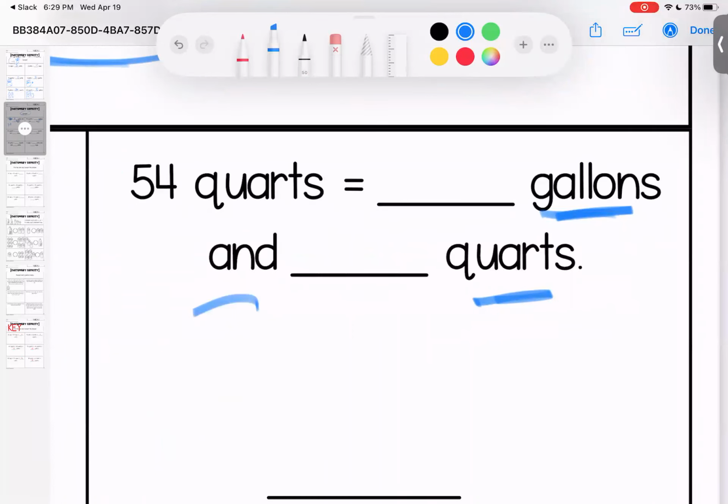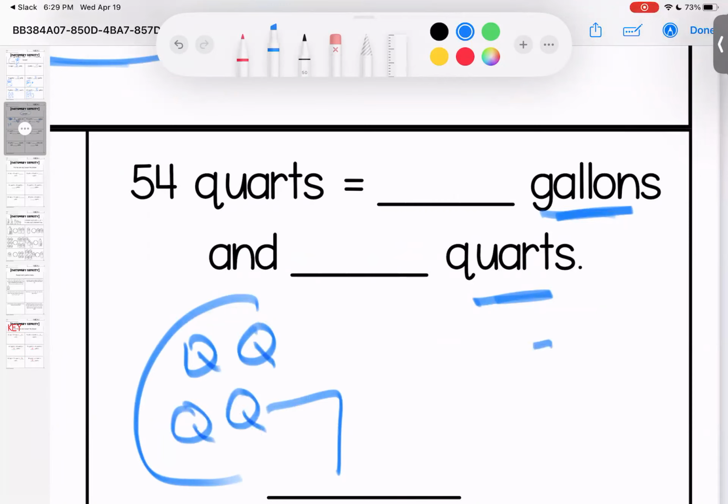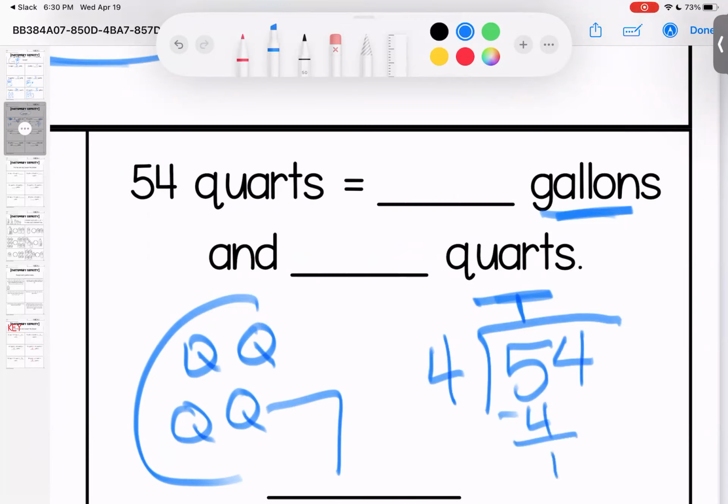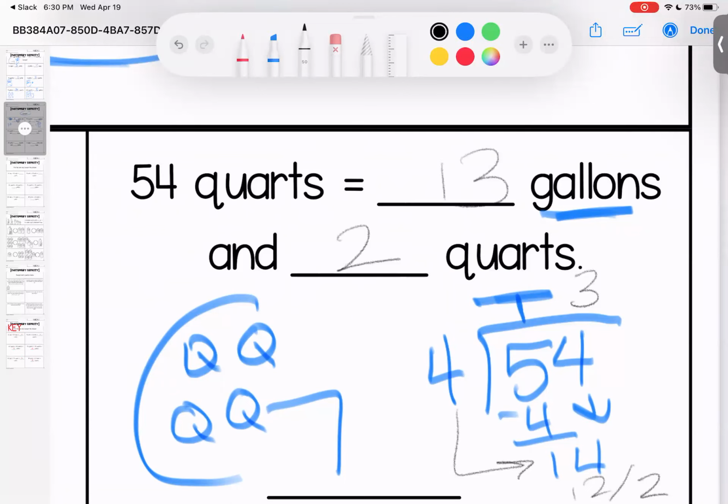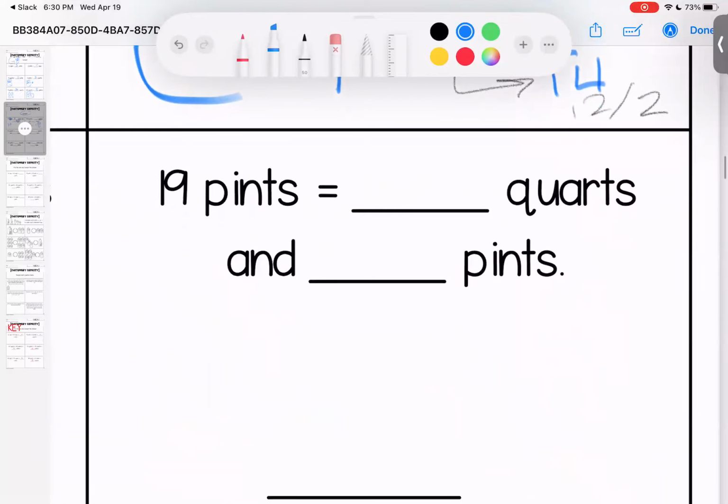Quarts and gallons. Well, in the kingdom of gallon, there were 4 quarts, which means we have to do 54 divided by 4. 4 goes into 5 one time. 1 times 4 is 4. 5 minus 4 is 1. Bring it on down. 4 goes into 14. Closest is 3 times. That gives me 12, leaves me with 2. So I have 13 gallons with 2 quarts left over. Remember that those leftovers stay in the original method.